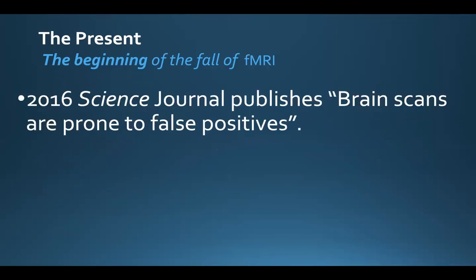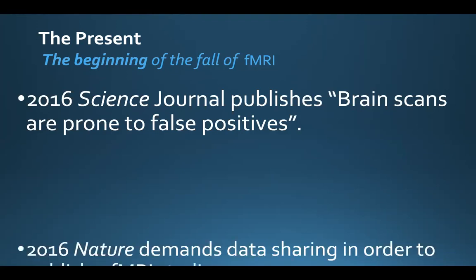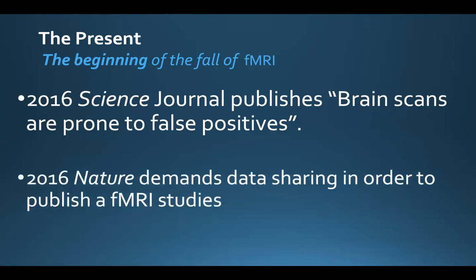some political manipulation. The same year, a competing journal called Science published information from the competition, which is unusual in medical journals, to say that brain scans are prone to false positives. They felt it's so significant that their audience should know about it. Yes, it's news from a competing place, but you have to know about it. Another competing journal is Nature.